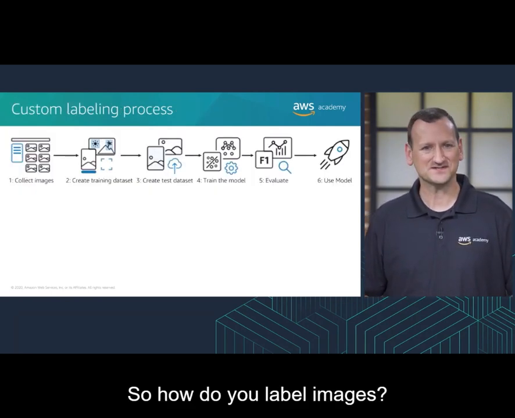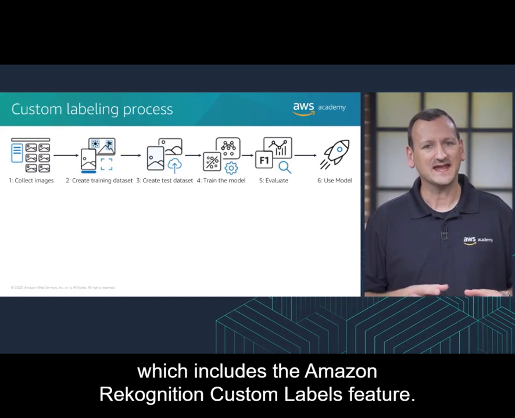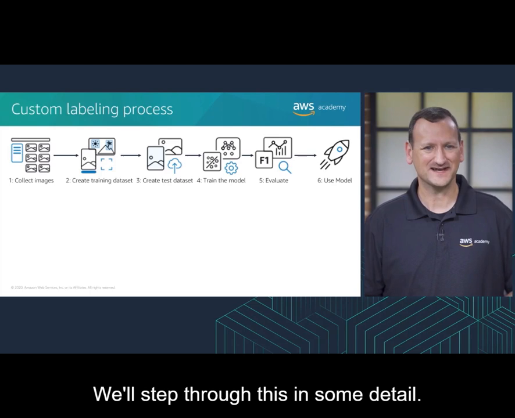So how do you label images? The diagram shows a typical process for training a computer vision model, which includes the Amazon Rekognition Custom Labels feature. We'll step through this in some detail.